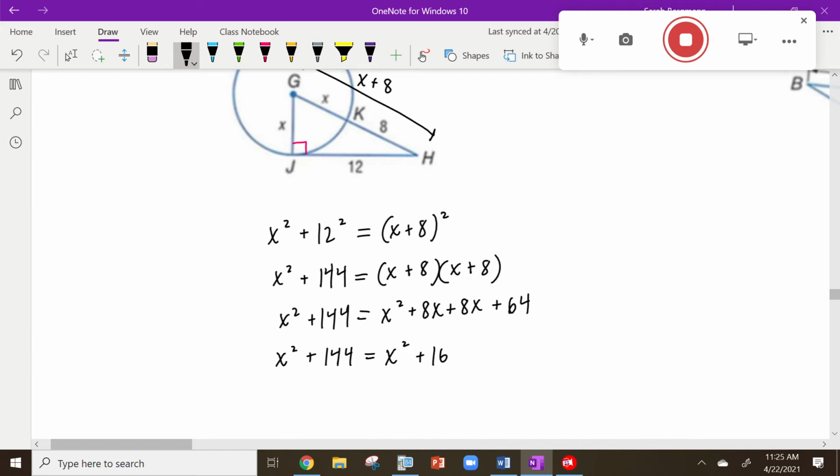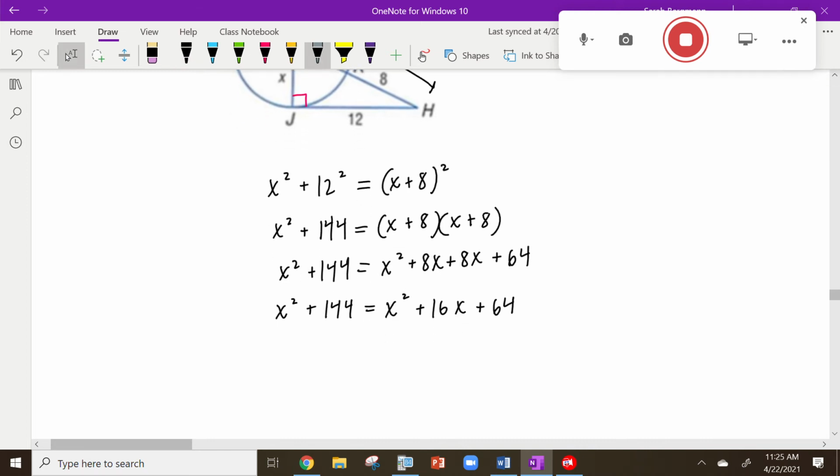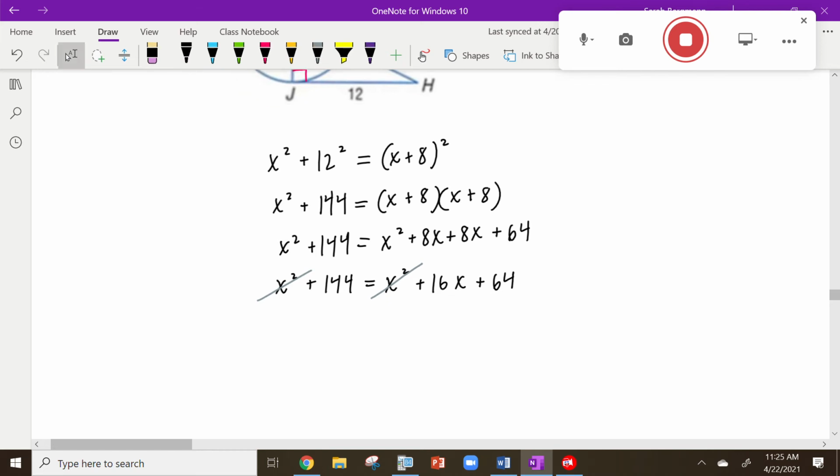8x plus 8x gives us 16x. Now notice that we have x squared on both sides of the equation. If we subtract x squared on both sides of the equation, it will disappear. It will give us 0 on both sides. So we just have 144 equals 16x plus 64. So how can we solve this? We can subtract 64 on both sides to give us 80 equals 16x, and then divide both sides by 16 to get x equals 5.